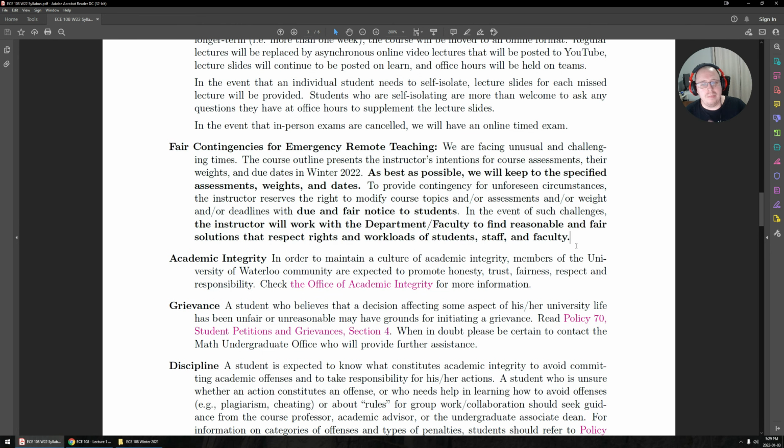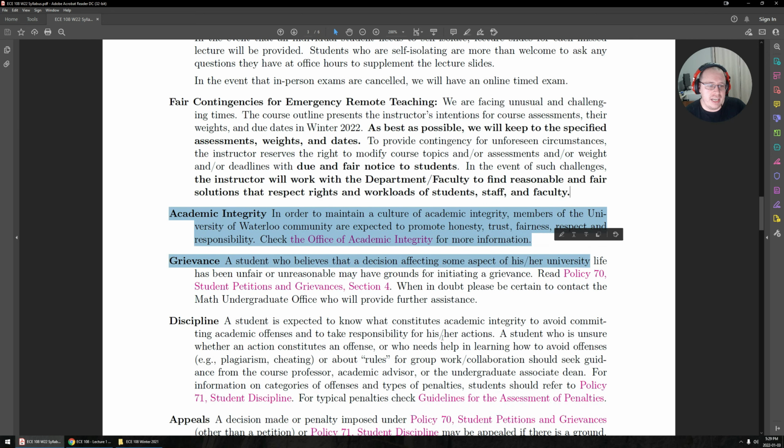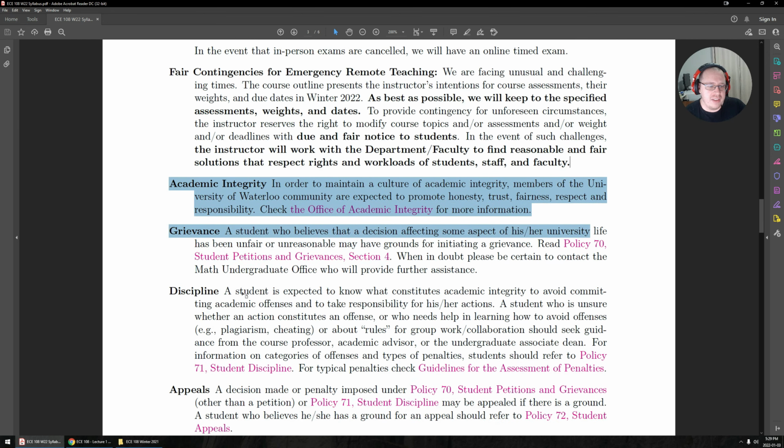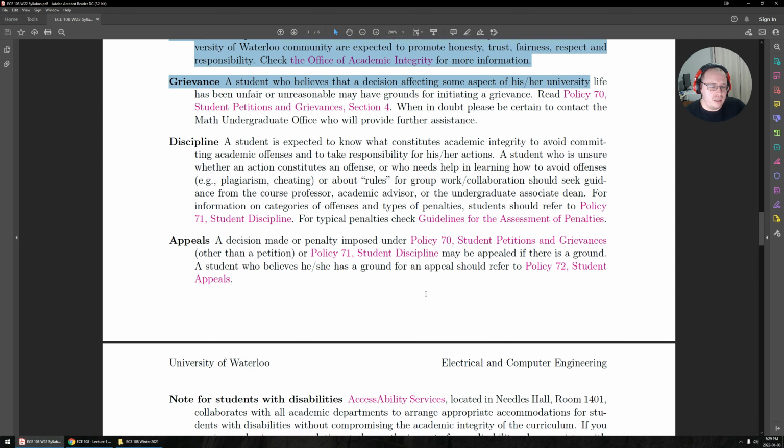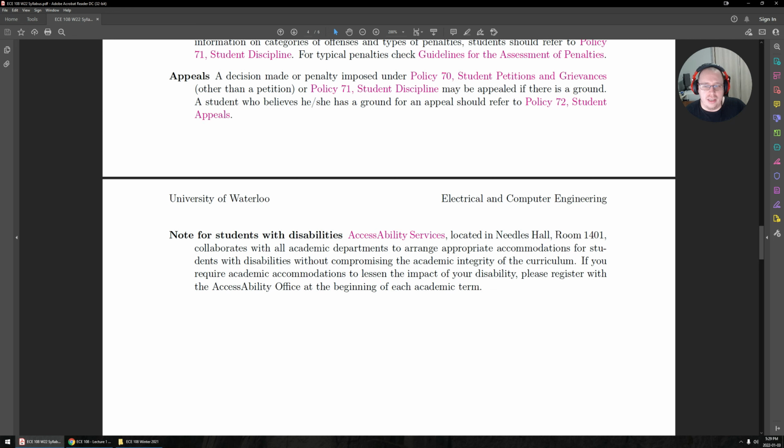Okay, so the classic blurbs: there's our academic integrity blurb. Make sure you read it or are familiar with it. There's the grievance blurb, discipline blurb, don't cheat, appeals, all of that good stuff. And if you are a student with any type of disability, make sure you contact accessibility so that I can put in whatever appropriate accommodations you need. So for instance, for a test, make sure you contact them well ahead of time so that those services can be put in place.